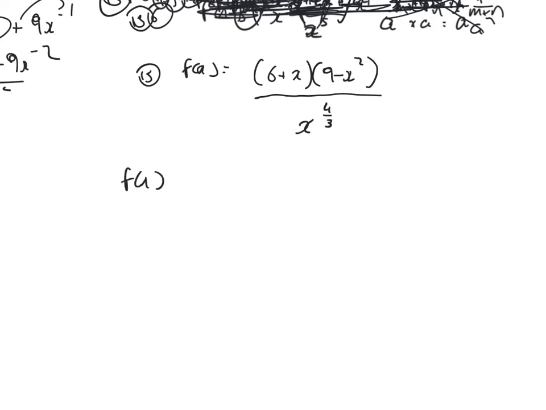Example 15. f of x equals 6 plus x, bracket 9 minus x squared, over x to the 4 thirds. Just a bit awkward this one, take your time. 6 times 9 is 54, that's my first outside. 6 times minus x squared is minus 6x squared. Inside, x times 9 is 9x. And last, x times minus x squared is minus x cubed.